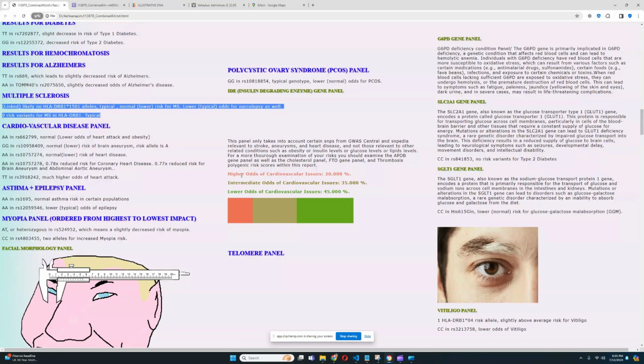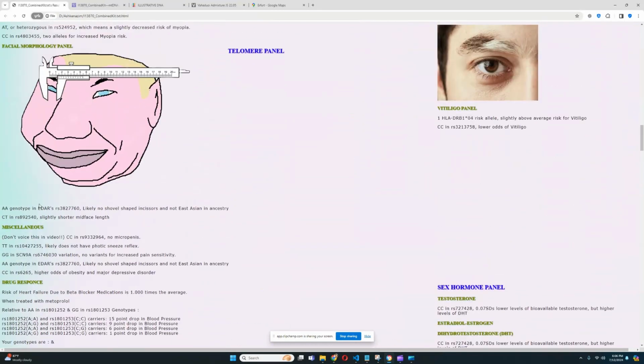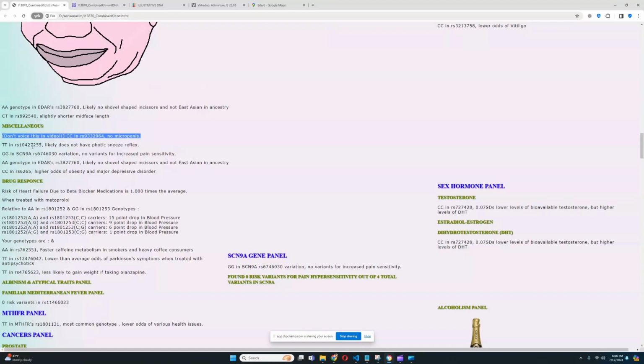For the cardiovascular disease panel, he is scoring lower odds of cardiovascular issues. Really good to see. Okay, for the facial morphology panel, European genotype and EDAR genotype for slightly shorter midface length. For the miscellaneous panel, no micropenis, really good to see.